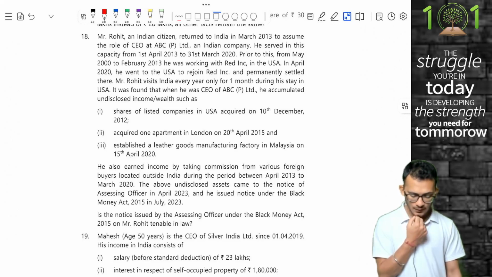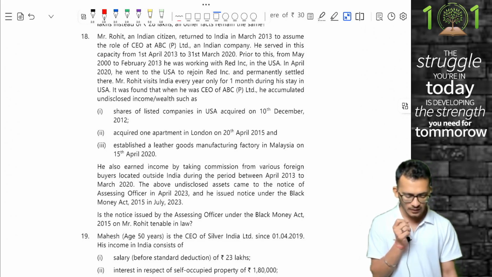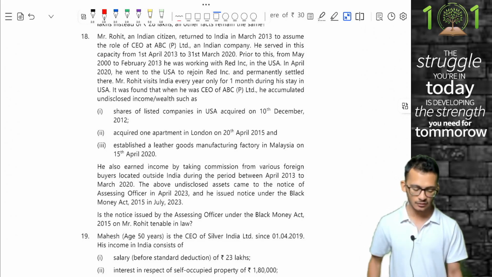He went to USA to rejoin Red and permanently settled there. Rohit visits India every year for 1 month during his stay. It was found that he was a CEO of ABC Private Limited. He has undisclosed income.